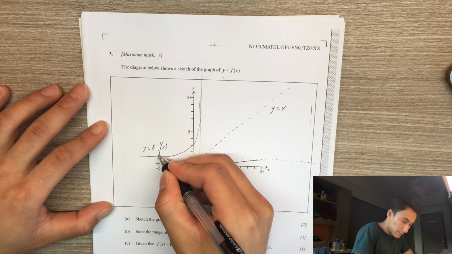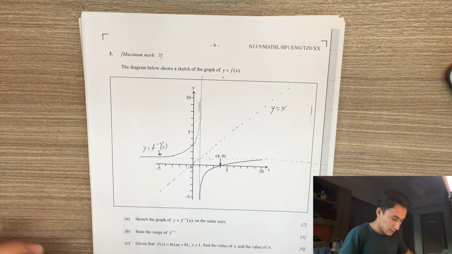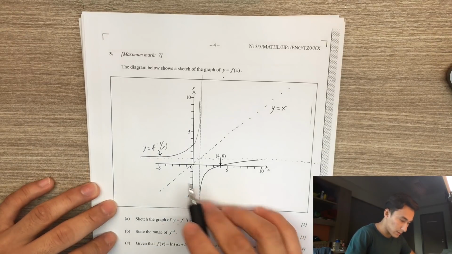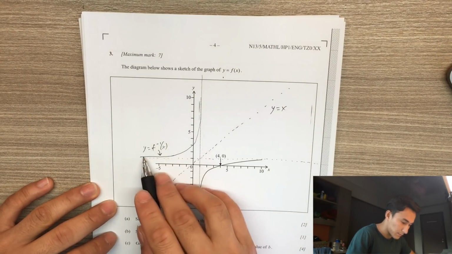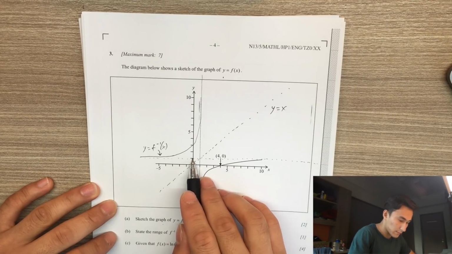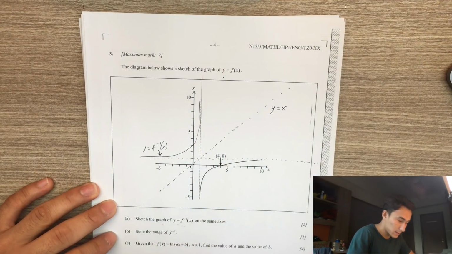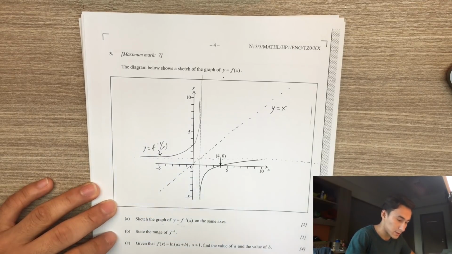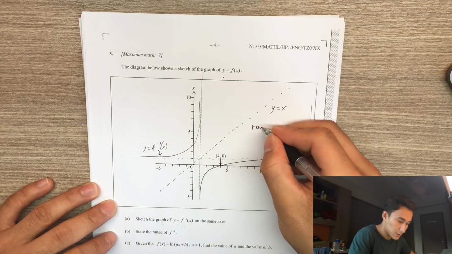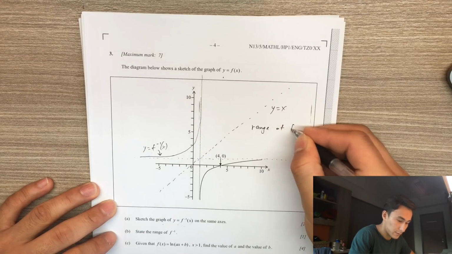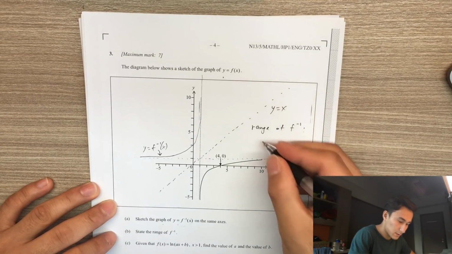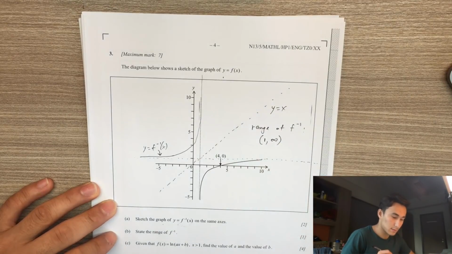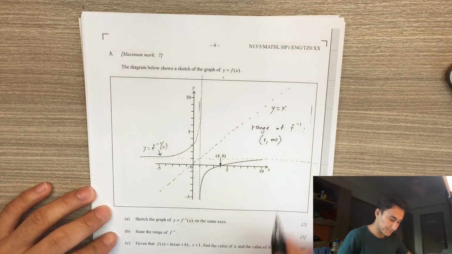So this function is the inverse graph. All right, state the range of the inverse. From the graph, we can see that the inverse goes from 1 to infinity and does not include 1. It's because it's the asymptote, and an asymptote is not included in the range. So we have the range of f inverse is from 1 to positive infinity. All right, so the range looks like this.